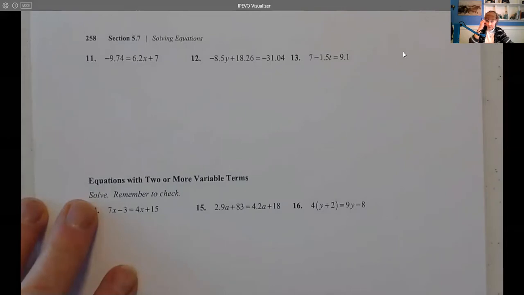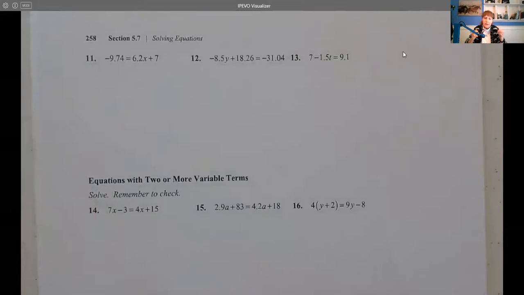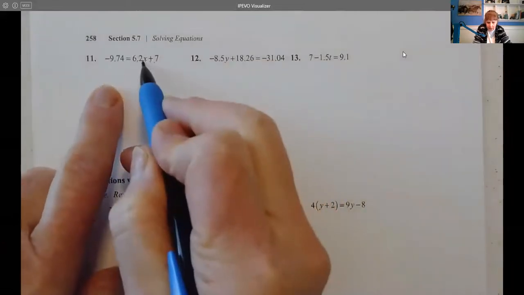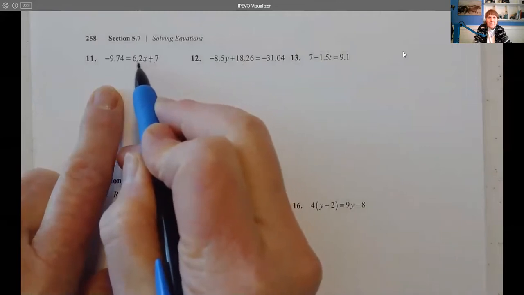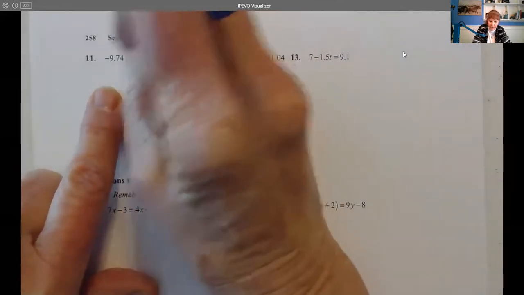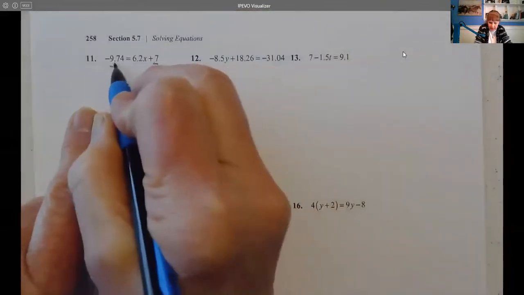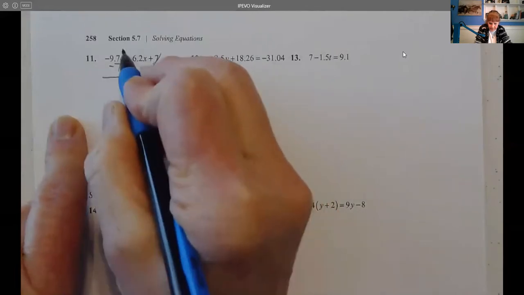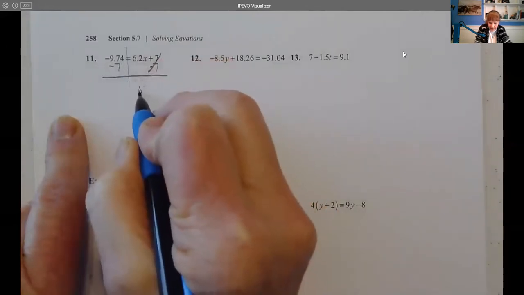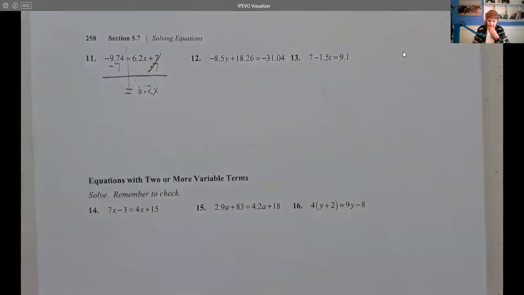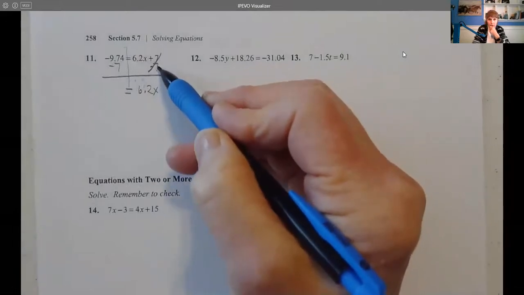All right, so number 11, again, we need the x by itself. It happens to be on the right-hand side, but the process is still the same. I want it by itself there. So I need to get rid of the plus 7. When a number is next to the x, that means multiply. That's done last. You're going to get rid of the 6.2 last. But here we're going to subtract 7, subtract 7. So I have 6.2x equals, because 7 minus 7 is 0, it's gone.